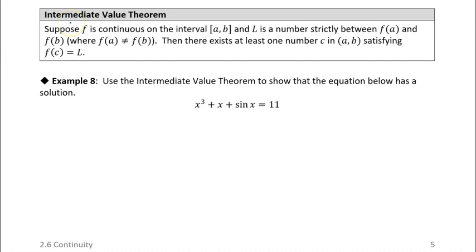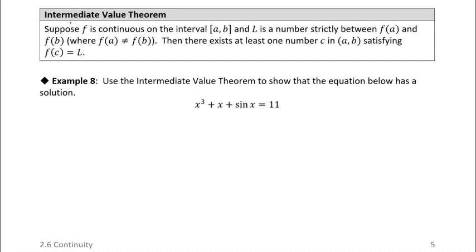In this last example, we're going to use the intermediate value theorem to show that the equation below has a solution. All right, so we have x cubed plus sine of x is equal to 11. Now, there isn't really a good algebraic way to solve this. We could graph it and maybe solve it that way. But all we need to show is that a solution exists. We're not actually trying to find the solution here.